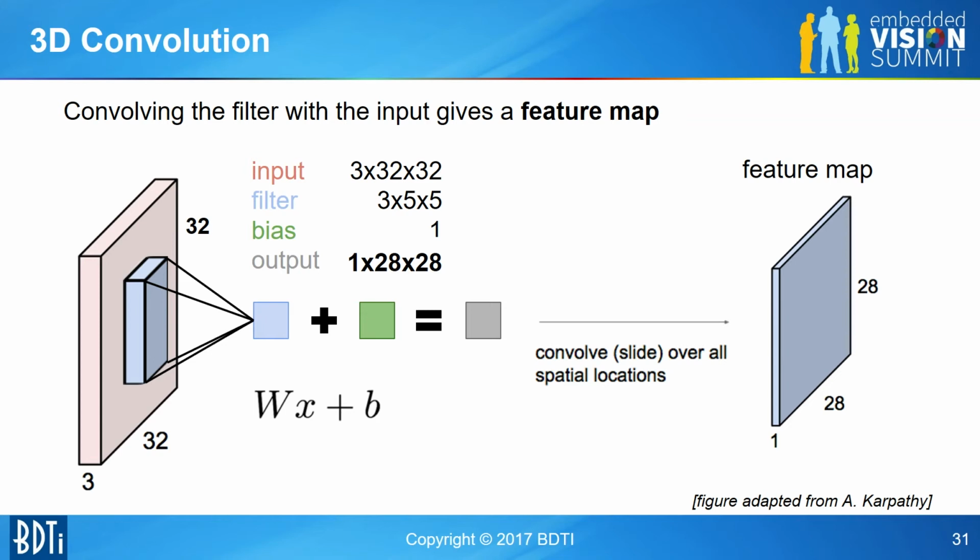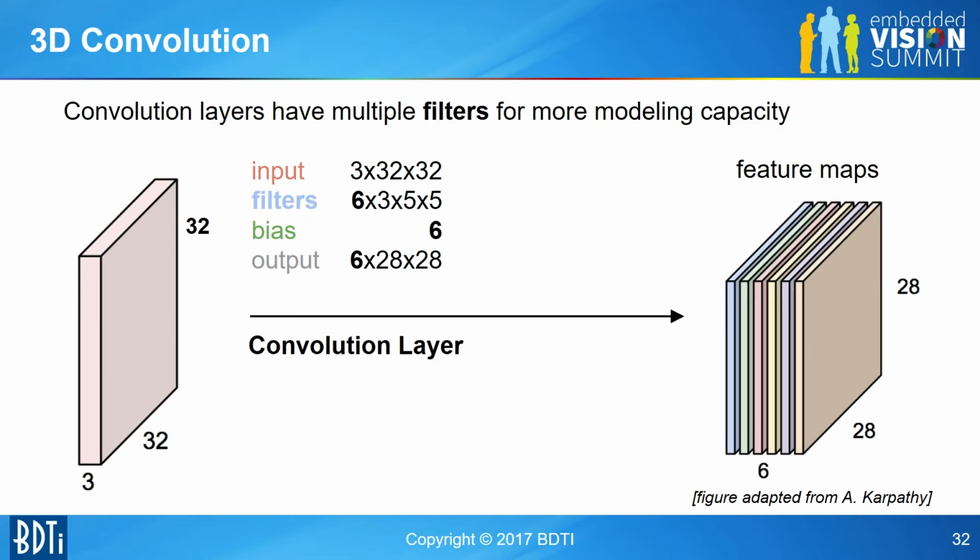If I had a stride of 2, what that means is that I skip every other pixel location. In which case, the output would be a 1 by 14 by 14. But it gets even more multidimensional than that.